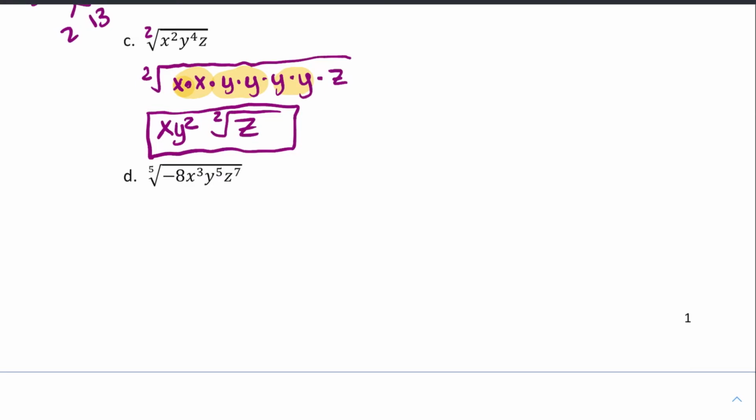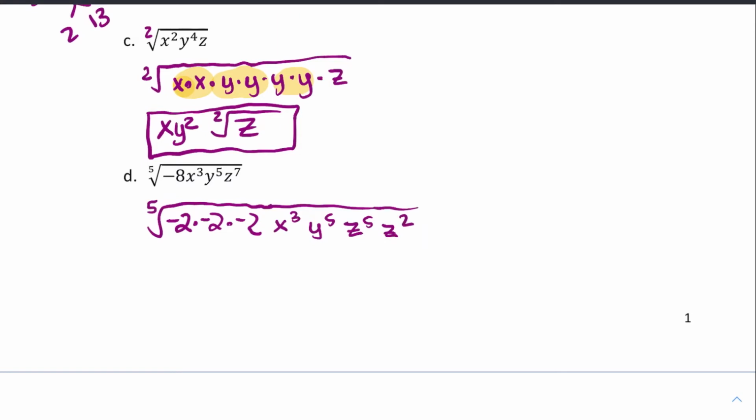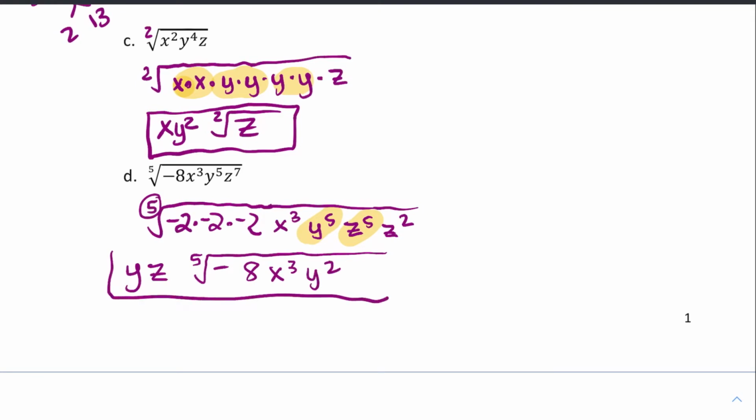D is the 5th root, so I would need 5 factors of the same number before I can actually do a 5th root. So -8, I'm going to break down into 3 factors of -2. And then x to the 3rd, but there's only 3 x's. Y to the 5th, oh, that's a group of 5 y's right there. And z to the 7th, I'm going to think of as one complete group of 5 factors of z, and then 2 more that don't form a complete group of 5 factors. So on the outside, I can take y and z, and then on the inside, I have the 5th root of -8 x cubed y to the 2nd left over.